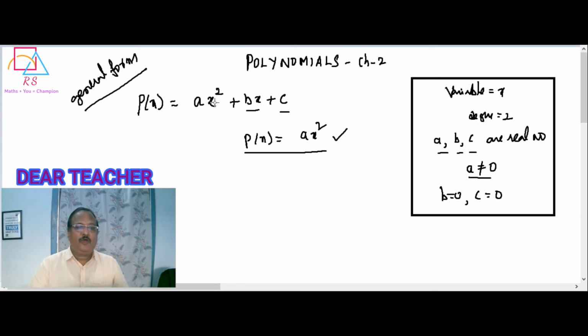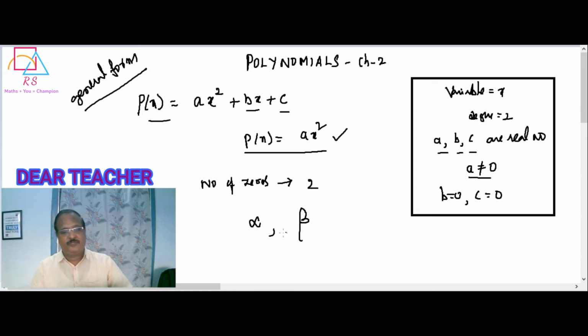Now, how many zeros will there be? The number of zeros usually depends on the degree. Because it's degree 2, there will be 2 zeros for this polynomial. Usually alpha is a Greek letter, alpha is one zero and beta is one more zero.